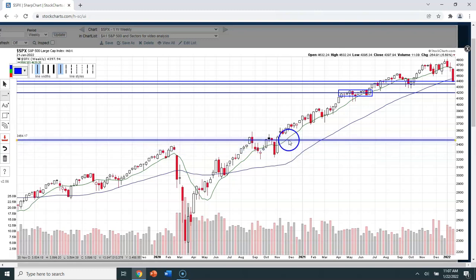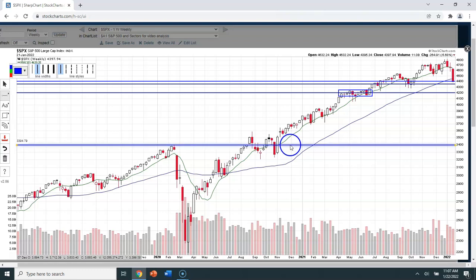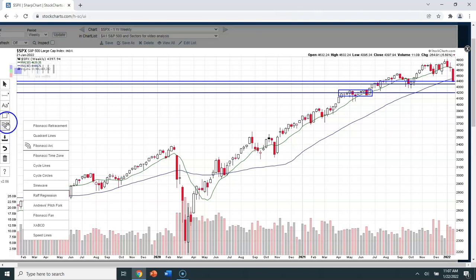So somewhere in this 3,400 plus or minus 100-point area would be a really uncomfortable pullback, but we might find ourselves down there, in a very serious pullback, guys. We'd be naive to think it couldn't happen. Now, let me get rid of this line here.